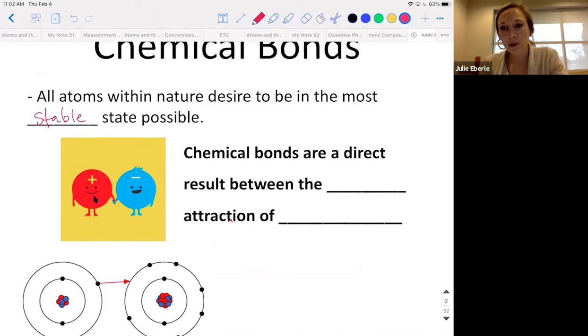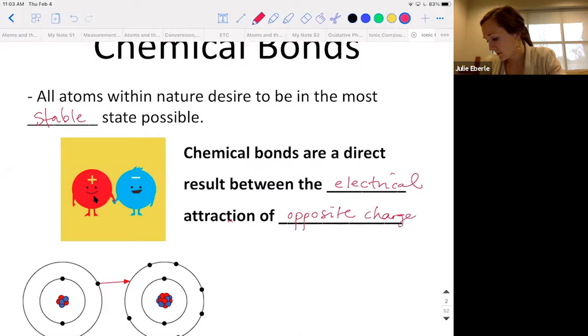Okay, and think about in nature, our bodies, the things we eat, the things we breathe, the elements we come into contact with, usually they're in compound form. And compounds are atoms and elements that are held together by chemical bonds. So what is a bond? A bond is a direct result of the electrical attraction of opposite charges. Okay, the electrical attraction of opposite charges.